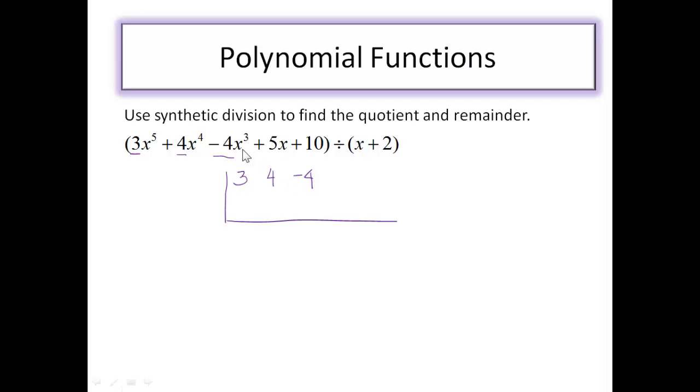And notice here that we skip the squared term. We have 5, 4, 3. We don't have a 2. We do have a 1 and a 0. So fill in this space here with a 0 for that squared term that we're skipping. And then we have a 5 and then 10.